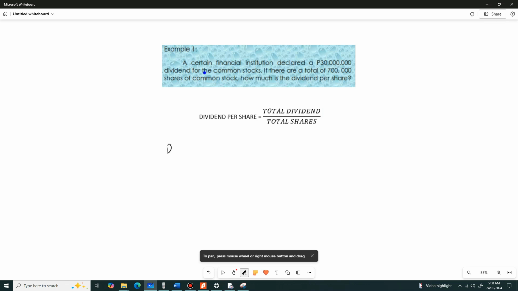So we have dividend per share equals the total dividend, which is 30 million pesos, divided by the total shares. We have 700,000 shares. Dividing this will give us 42.86. So our dividend per share is 42.86 pesos.